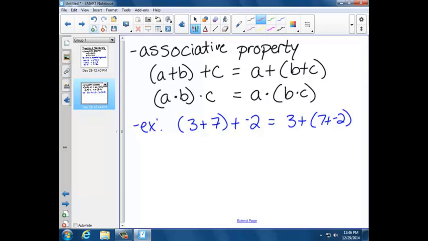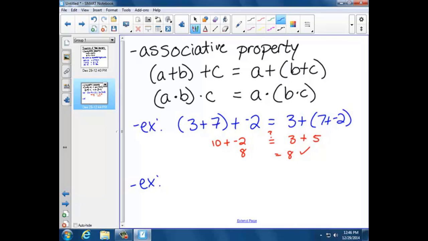So if we had done 3 plus 7 is 10, 10 plus negative 2 is 8. Let's see if we get the same thing on the other side. We should. Put a little question mark. 7 plus negative 2 is 5. 3 plus 5 is 8. Yep, it worked out. It would work the same if we had done multiplication.